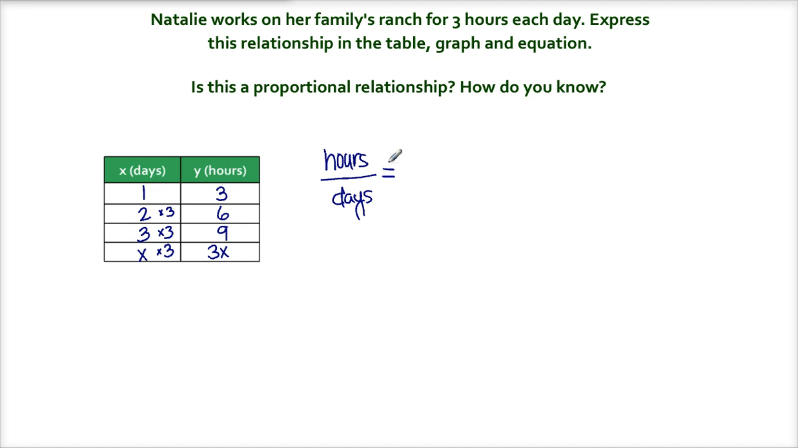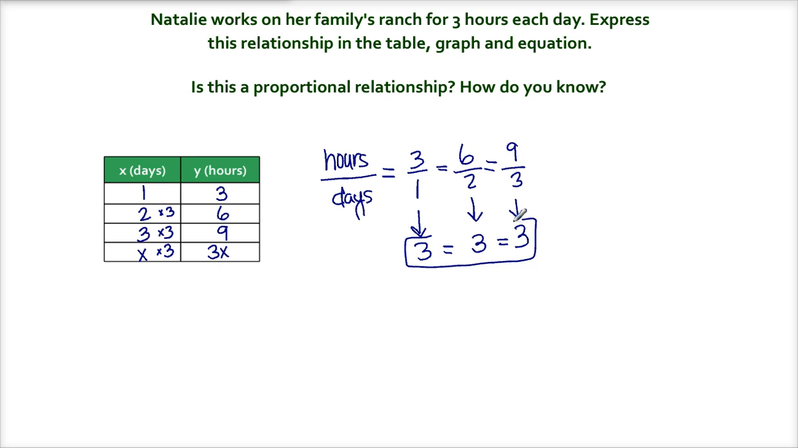So hours to days, 3 over 1. 3 over 1, that's just 3. Then we have 6 over 2, hours to days. 6 divided by 2 is just 3. And we have 9 hours to 3 days. But 9 divided by 3 is just 3. So notice each of these ratios equals 3. And so that tells me that this is a proportional relationship.